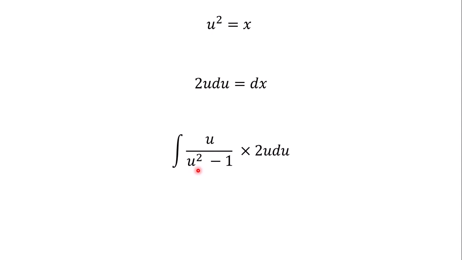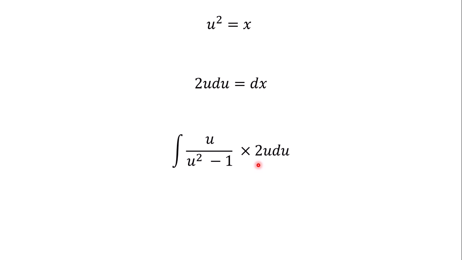u over u squared minus 1 multiplied by 2u. Remember, 2u du is replacing dx, and square root of x is being replaced by u, and this x is being replaced by u squared. So that is the u squared here. Okay, now u over u squared minus 1 multiplied by 2u.